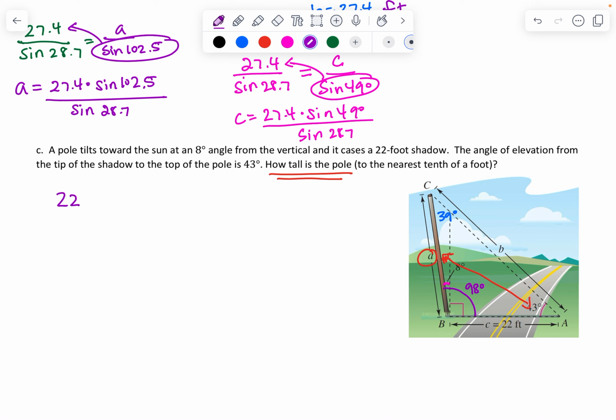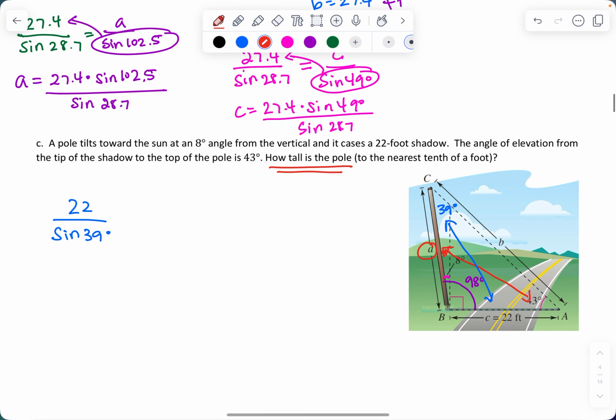So 22, let's write that. These two match: the 22 feet goes with 39 degrees. So I have 22 feet over the sine of 39 degrees. And I want to solve for A, which I made red in this example. So we have A over the sine of 43 degrees.